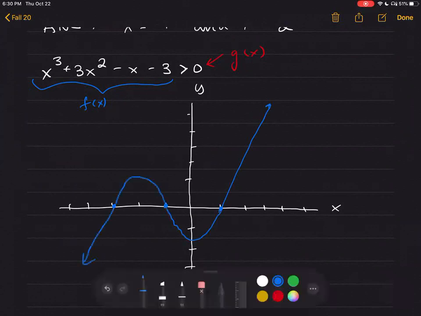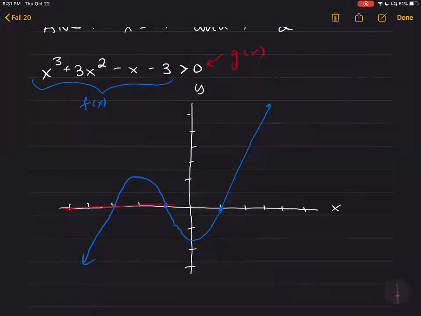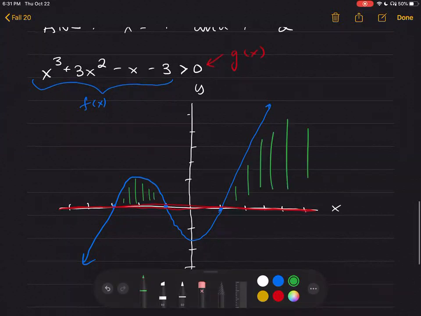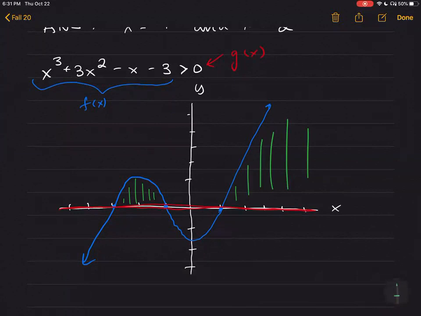And then if we were to graph the g of x equals 0, that's just going to be the constant function at y equals 0, like that. All right, and so now, since we're looking for where f of x, the blue, is greater than g of x, the red, we're going to look at where the blue is above the red. So that kind of happens here and over here to infinity. So because it's strictly greater than, open circle, in between, open circle, all the way off.